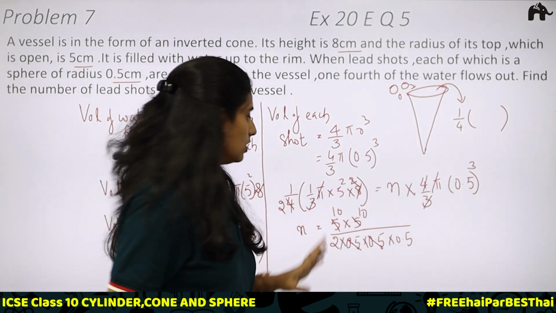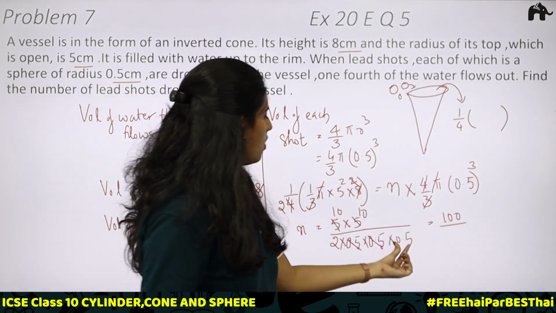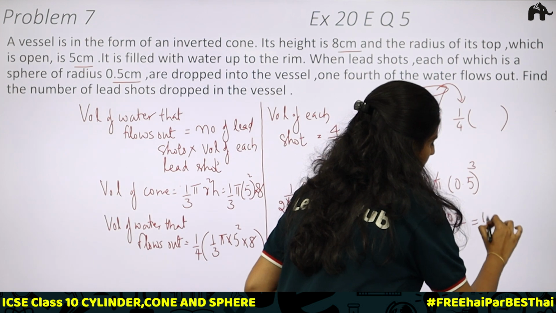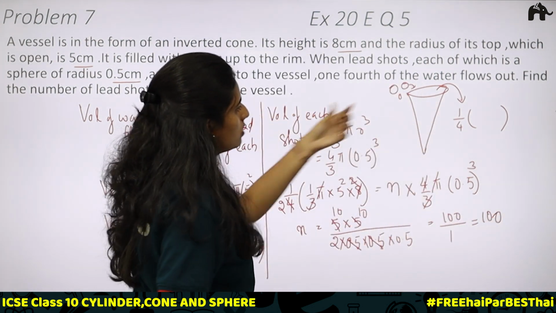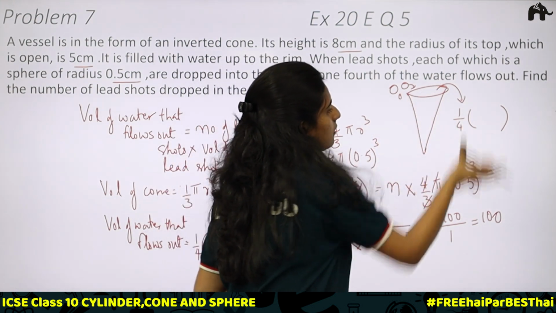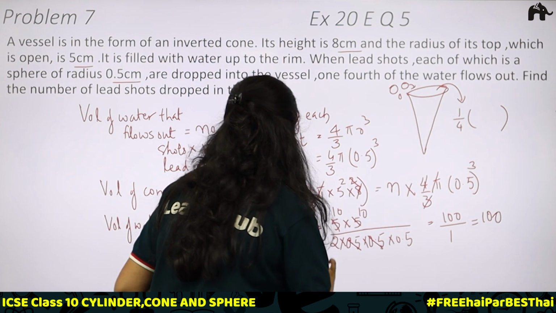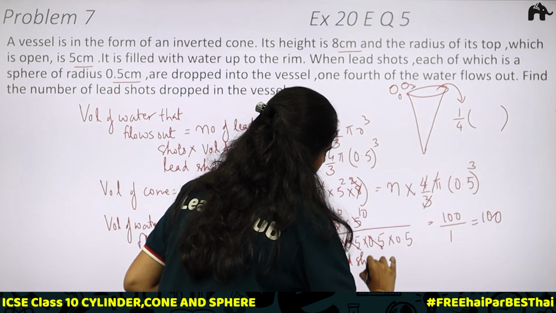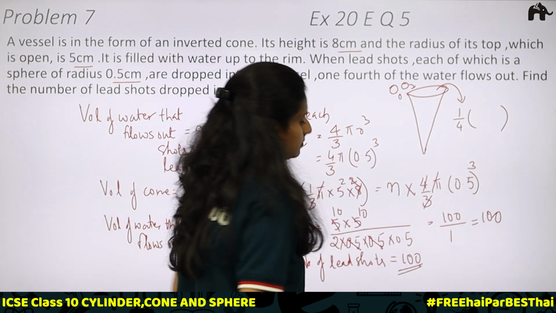So 10 into 10, that is 100, divided by 0.5 into 2 is equal to 1. So the required answer is 100. 100 lead shots are put into the cone so that 1/4 of its water flows out. So the number of lead shots is equal to 100.